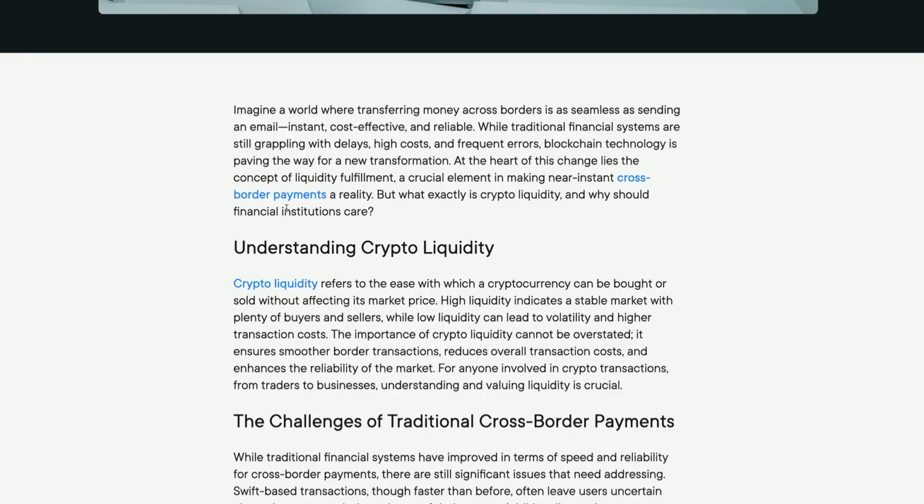And crypto liquidity, what is that? It refers to the ease with which a cryptocurrency can be bought or sold without affecting its market price. High liquidity indicates a stable market with plenty of buyers and sellers, while low liquidity can lead to volatility and higher transaction costs. The importance of crypto liquidity cannot be overstated. It ensures smoother, broader transactions, reduces overall transaction costs, and enhances the reliability of the market. For anyone involved in crypto transactions, from traders to businesses, understanding and valuing liquidity is crucial.